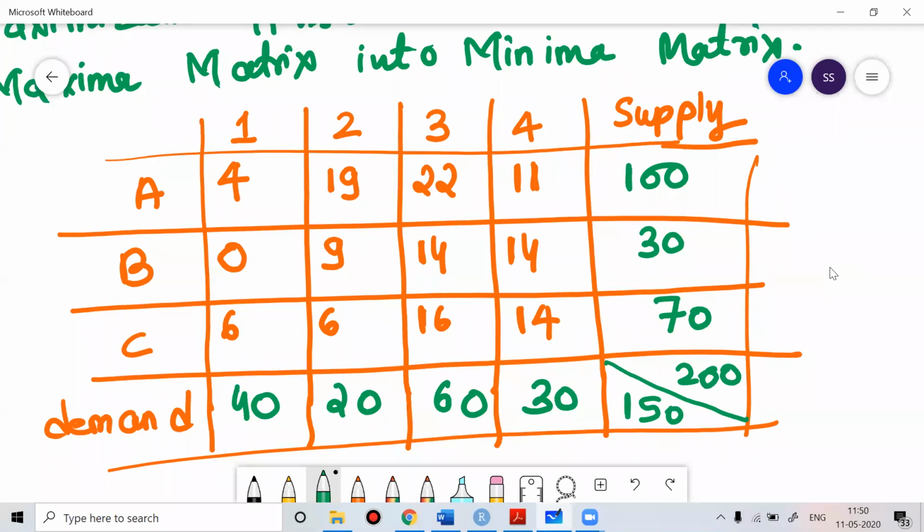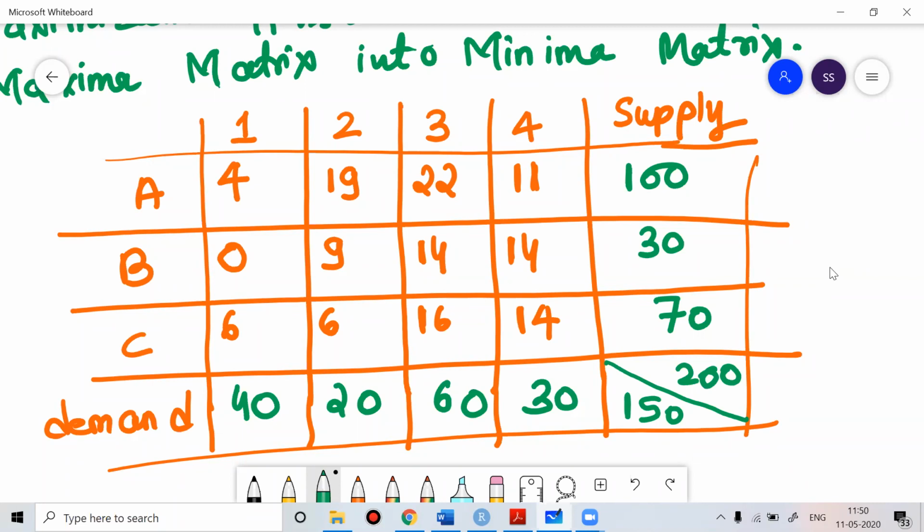So if you add an additional demand of 50, if you add one more column, called column 5, where all the elements are 0, and the total demand is 50, then the total demand will be equal to total supply. That is the work we need to do, guys. I hope you are understanding.